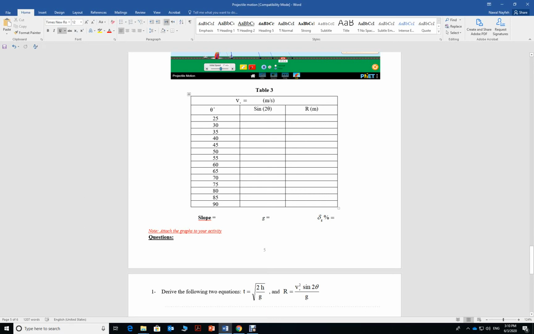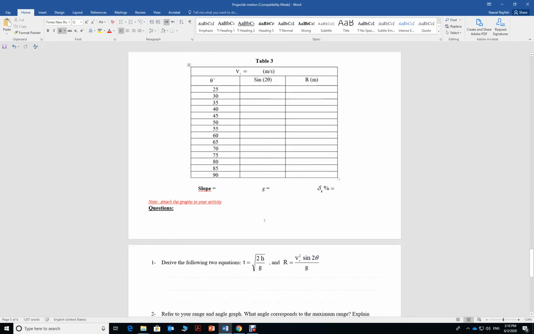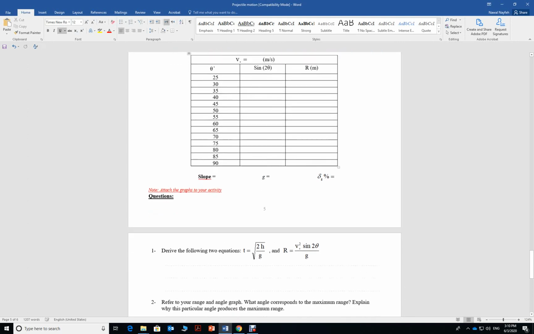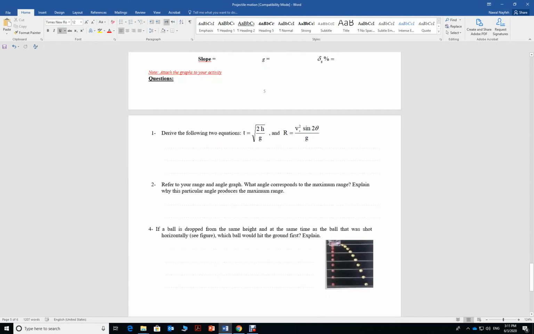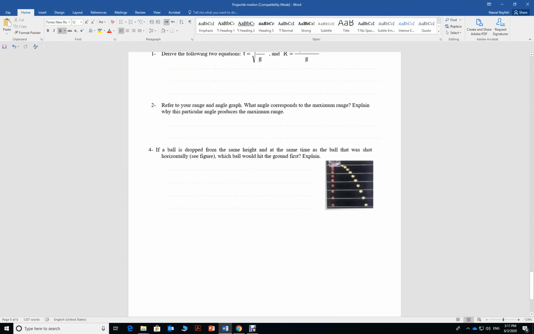Insert sine 2 theta values in column A on Excel, R in column B, and then display the equation of the chart. Then get the equation. The slope of the equation is actually v naught squared over g. Calculate g from the slope and then find the percentage error, and don't forget to attach the graph to your worksheet. Then you can easily answer these questions. Read them well and answer them. If you need extra space, you can make extra space or attach another paper.